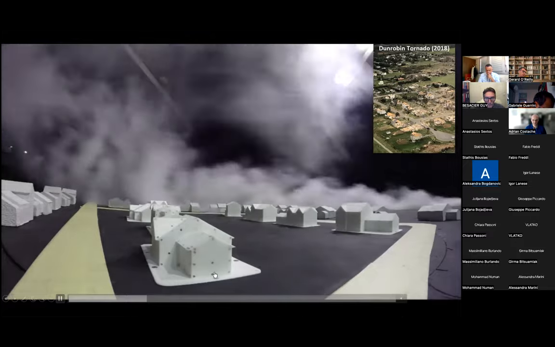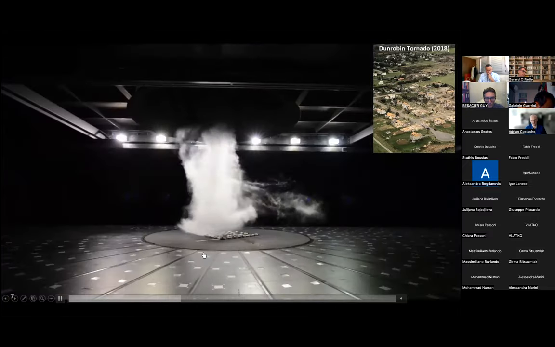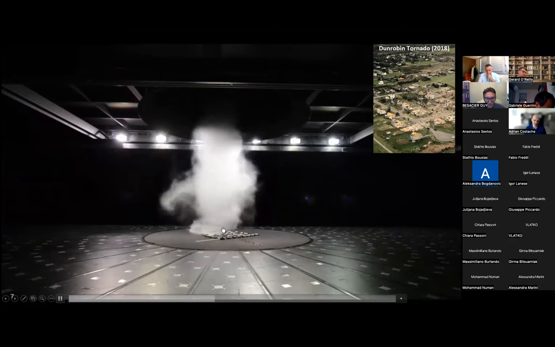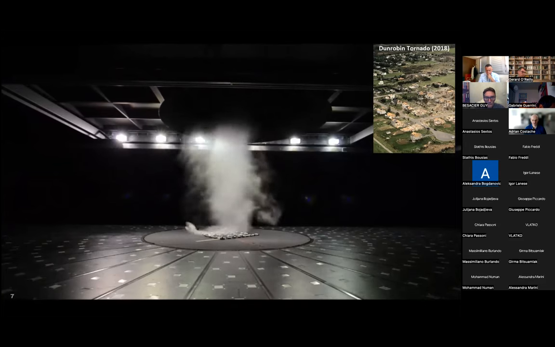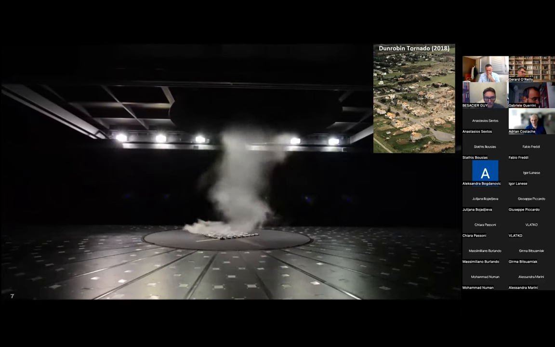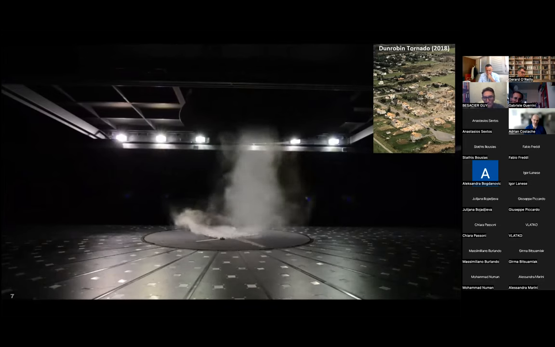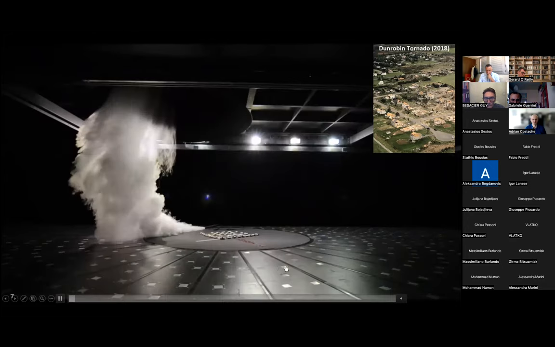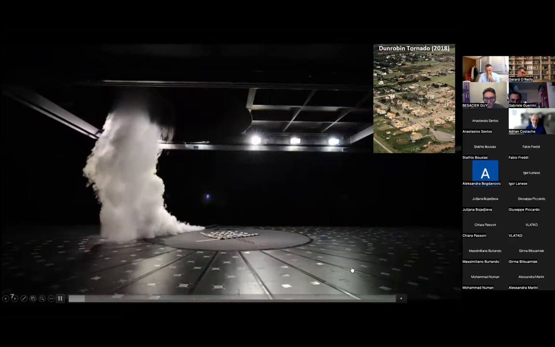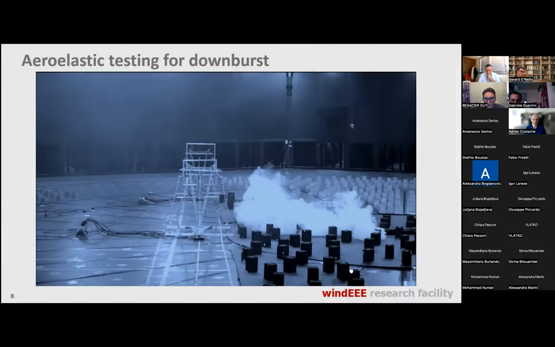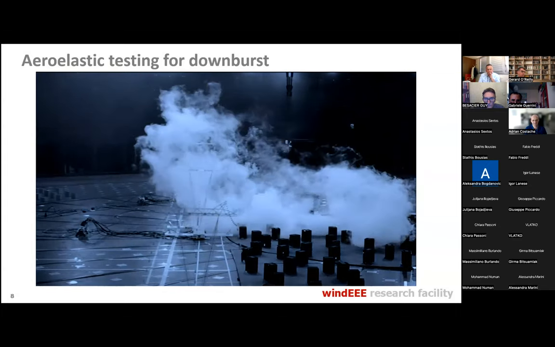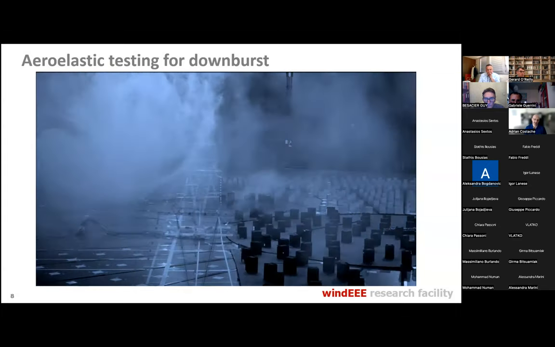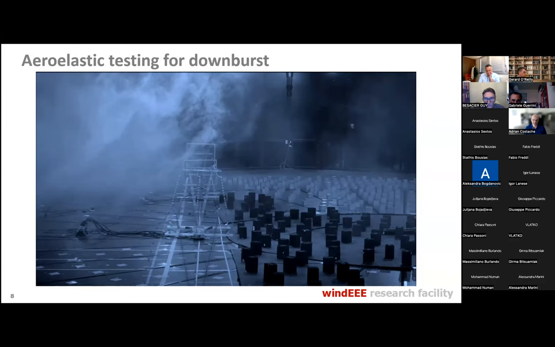In this particular instance, the pressure scanning system is being used to obtain a good distribution of pressure in different locations on several of the buildings under test. A similar test, in this case with a microburst or downburst, the impact on our transmission line is being measured.